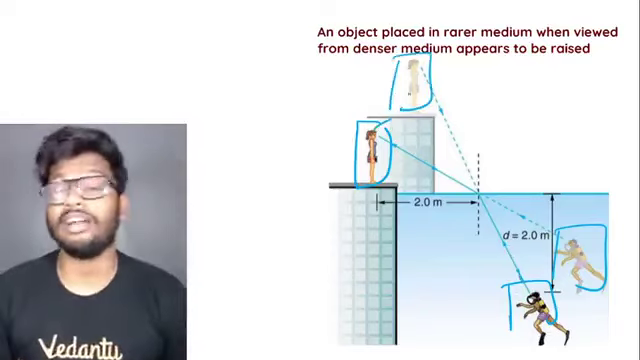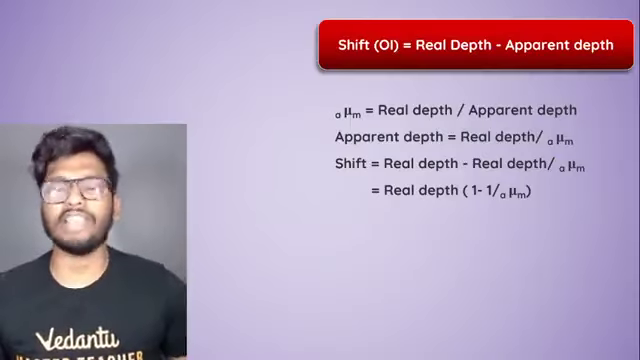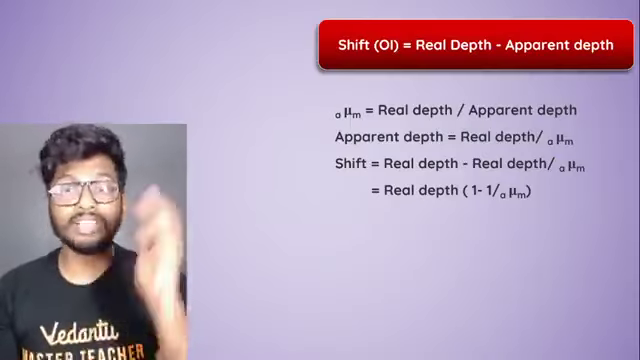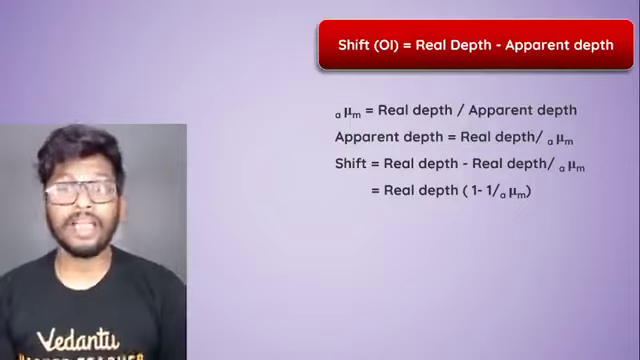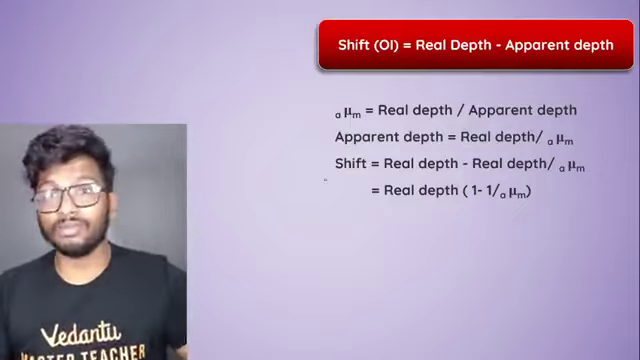Again, it looks raised up. So that is what I had to tell you, people. Now with that said, guys, let me tell you that advanced formula I mentioned before. Shift is equal to real depth minus apparent depth. But what is real depth or what is apparent depth? I can use either of these.